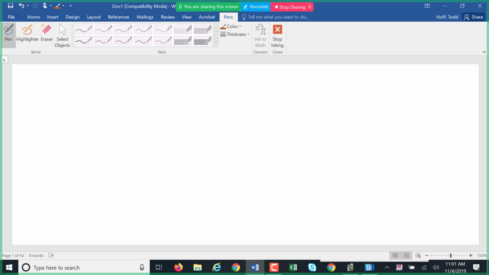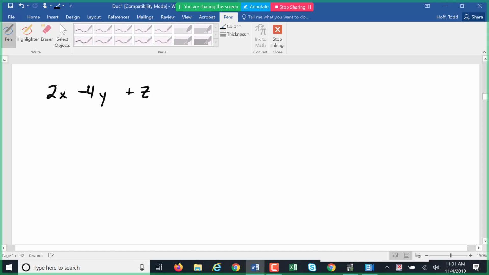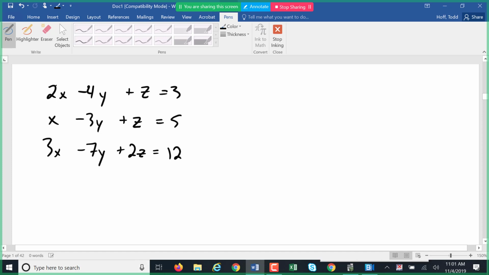So let's take a look at another system of equations here. We're going to go back down to 3 variables, just because we're a little short on time here. So we got 2x minus 4y plus z equals 3. x minus 3y plus z equals 5. 3x minus 7y plus 2z equals 12.